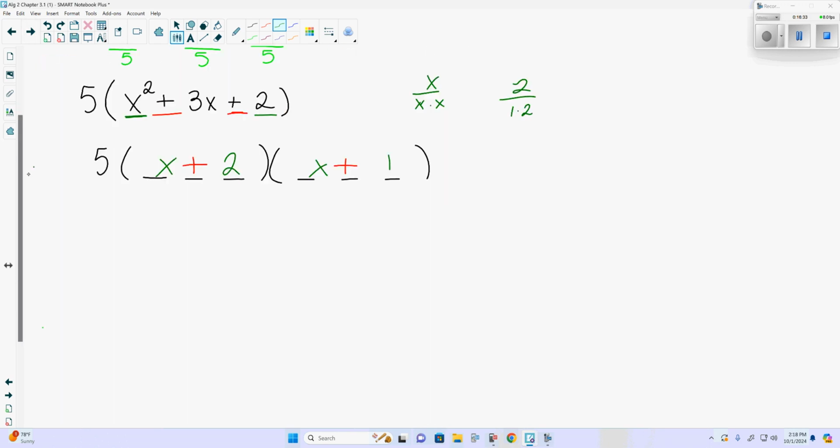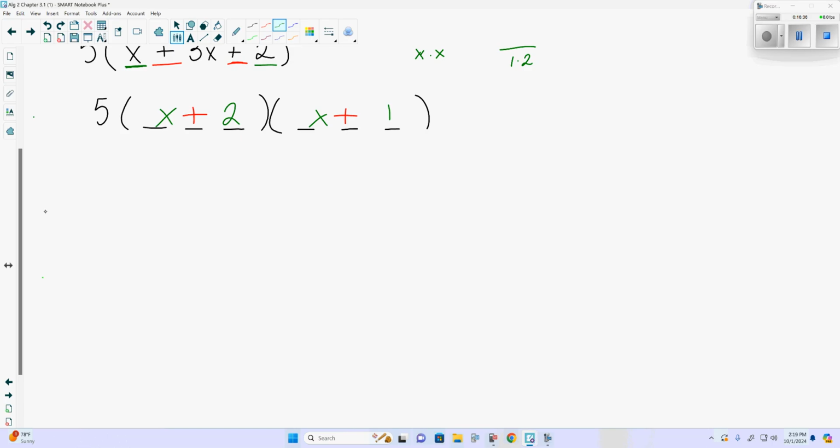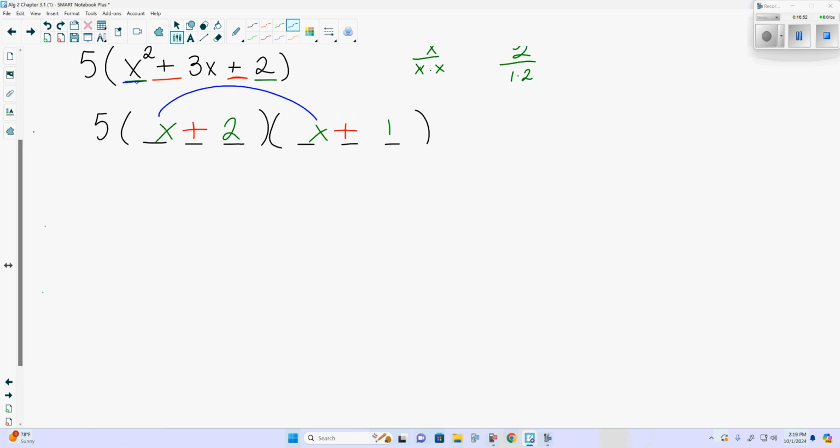Now, most textbooks will say, if we check this, the first thing we'd have to do is multiply x and x. I find this to be a little redundant. Because x times x is what? X squared, yes? Where do we get x and x from? The factors of x squared. By definition, they multiply together to give us x squared. So is there a whole lot of reason to check those? No.